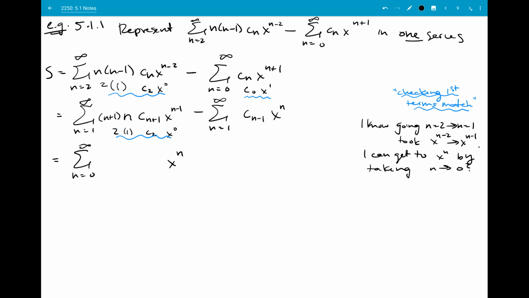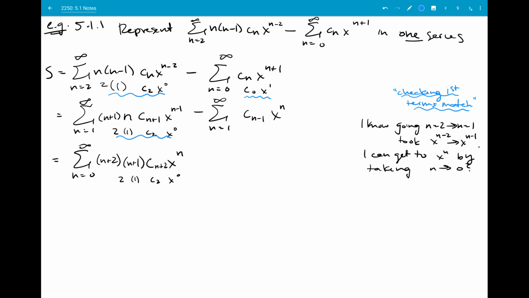Now my x to the n works. That gives me x to the 0. But I have to change all of this stuff now. Again, before I wanted to start at 2, so C0 plus 2 would give me C2. So I better do n plus 2 right there. And then to get 1, when I plug in n equals 0, I better have n plus 1. And to get 2, when I plug in n equals 0, I better have n plus 2.